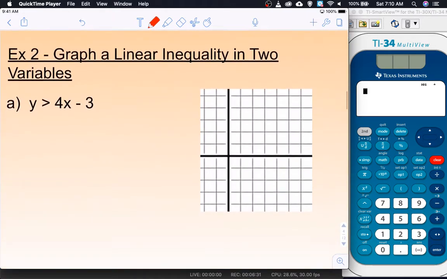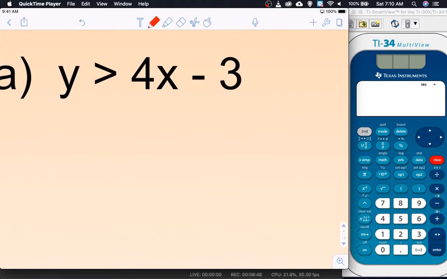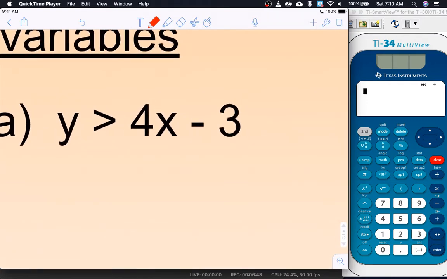Now, moving on to the next step. So we now know how to check if a solution is true. Let's figure out how we can graph this thing. Graphing a linear inequality is almost exactly like graphing an equation. So things that we need to remember: we need to remember that slope-intercept form.